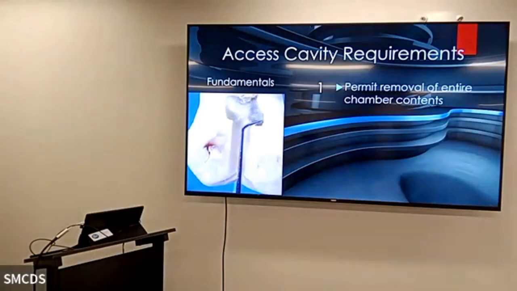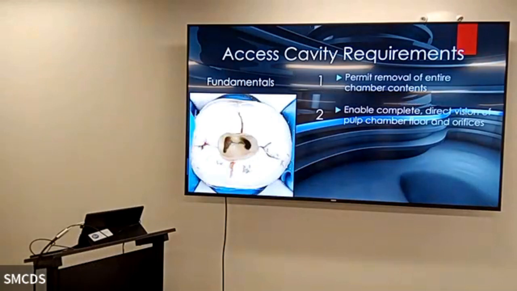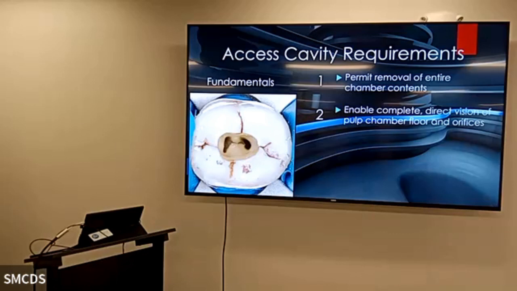Which is awesome. We want to permit entire removal of the entire chamber content, which means that we're going to go in here and see where there's a little undercut. That undercut is going to have tissue or something that we need to get out, especially if it's a vital case. Complete direct vision is the most important part. I want to be able to see everything. And if you can't see it, you can't fix it.